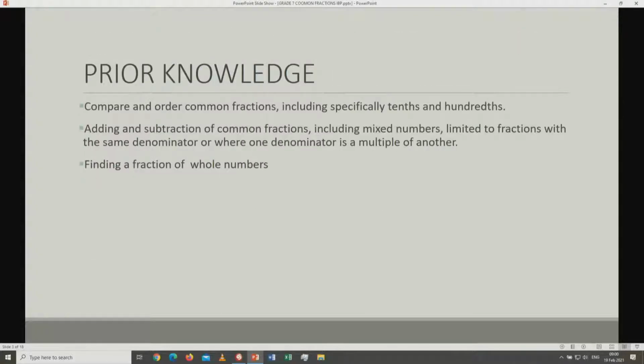Right, guys? Let us now identify the prior knowledge that you guys come with from grade 6. In grade 6, we did compare and order common fractions, including specifically tenths and hundredths. We did add and subtract common fractions, including mixed numbers, limited to fractions with the same denominator or where one denominator is a multiple of another. That is what we did in grade 6. And we also covered the part where we were supposed to find a fraction of a whole number.